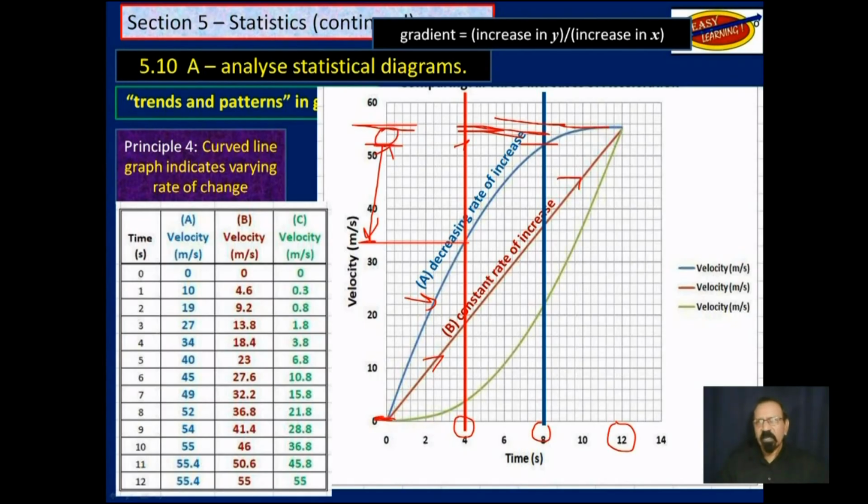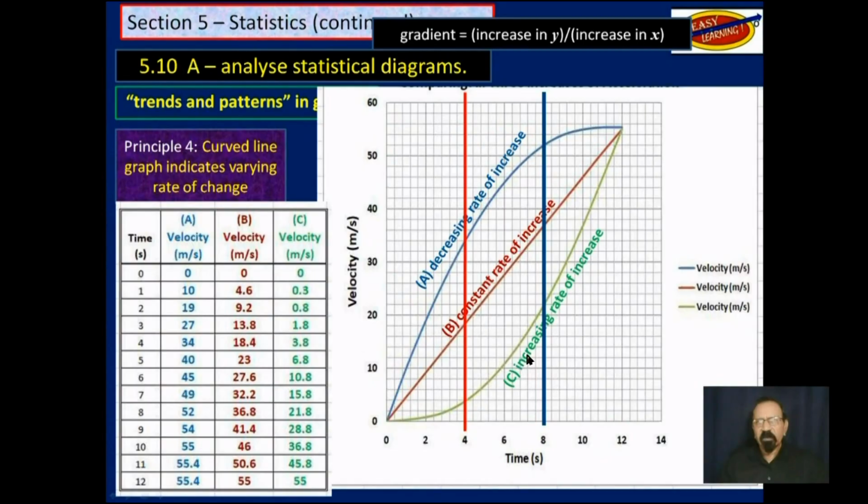So you could see that you have a decreasing rate of increase. Overall, this y-axis is still increasing, but it is not increasing as fast in the latter part of this time than in the earlier part. So you have a decreasing rate of increase.